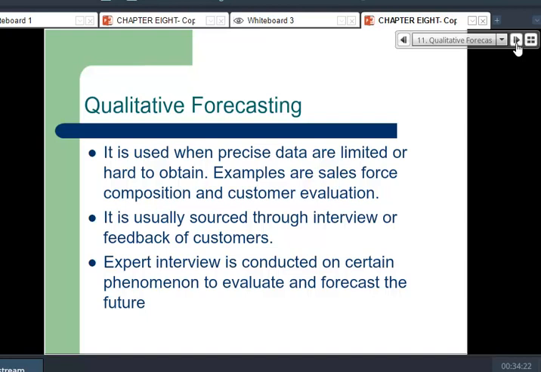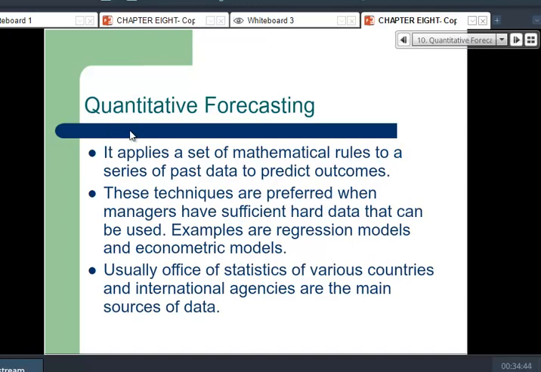It is usually sourced through interviews and feedback from the customers. So for qualitative forecasting, we use only observation, interviews, and feedback from the customers. Whereas, if you go back, the quantitative tools and techniques are mainly conducted by survey.